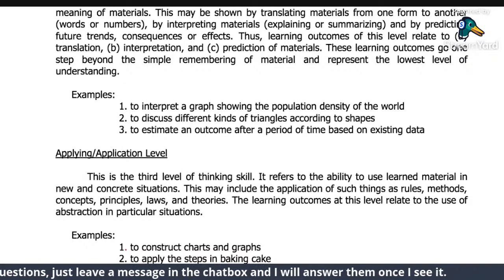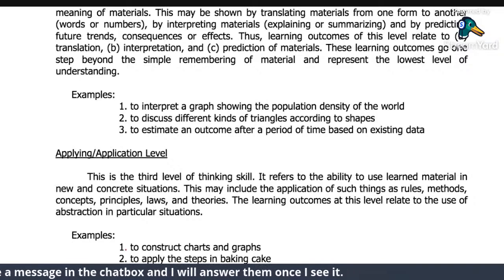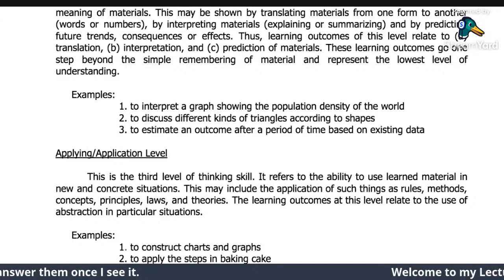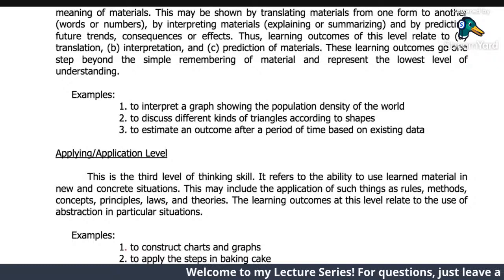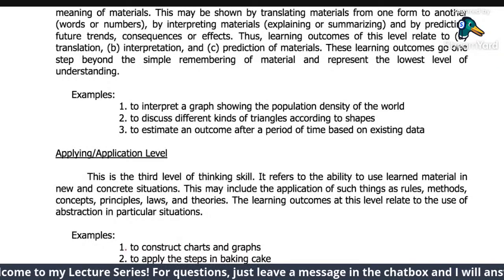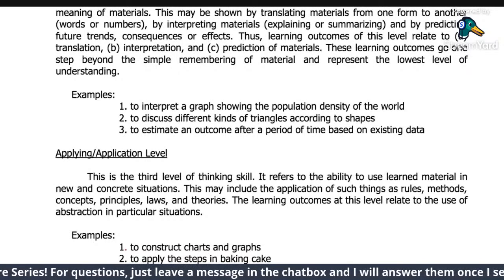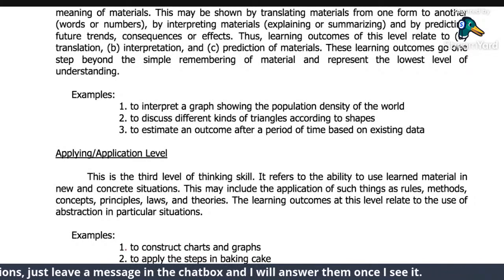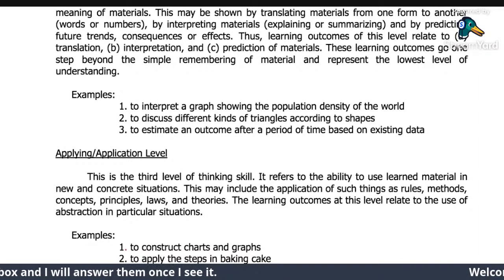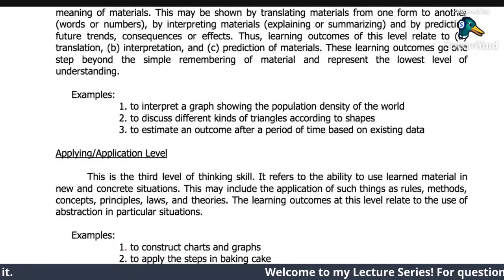Then, discuss different kinds of triangles according to shapes. So, kanina, under the lowest level, we just state or identify the different kinds of triangles. Now, sa second level natin, sa understanding, we discuss the different kinds of triangles already according to their shapes. So, from the definition of each triangle or description of each triangle, we can now discuss the different triangles considering their shapes.